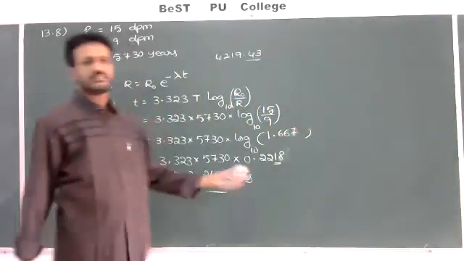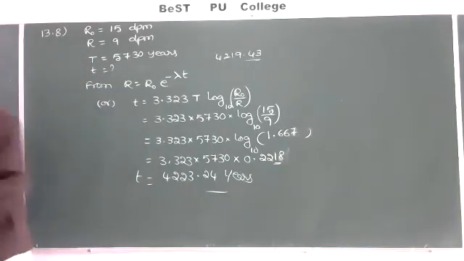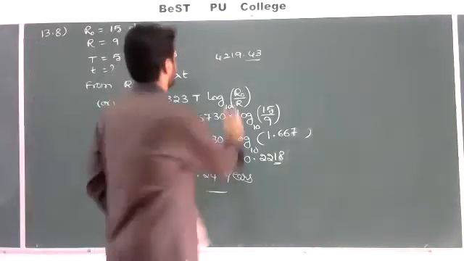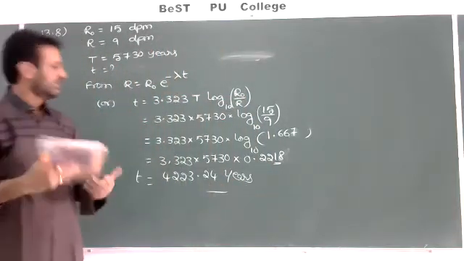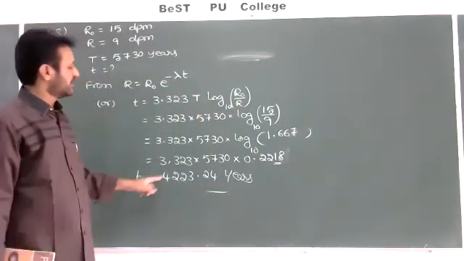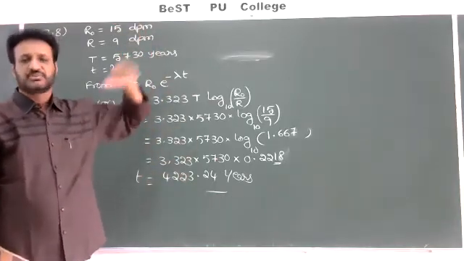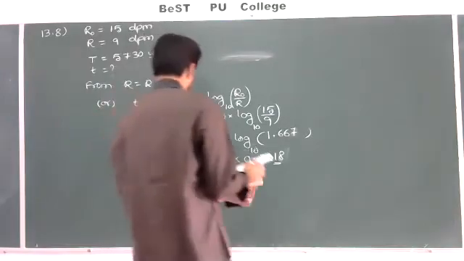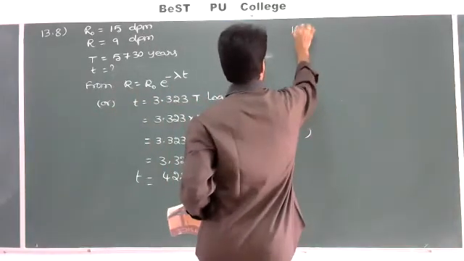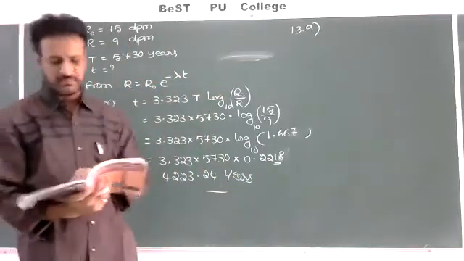So 1 or 2 digits may be varied, no problem generally. Now, from this we can understand that in Mohenjo-daro around 4223 years back, the Indus civilization existed. That you should check. Now 13.9, ninth problem. Check the ninth problem.